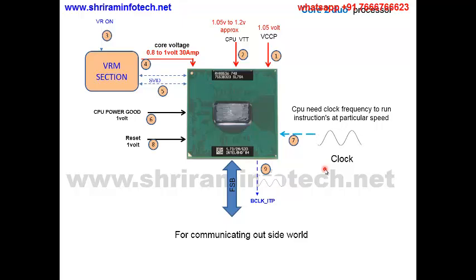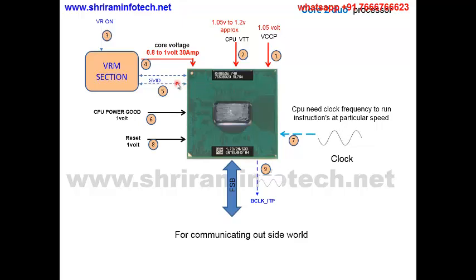Okay, Core Studio, what it requires, and how to identify whether the processor is functioning or not. First, the Core Studio processor requires three levels of power. That is the VCCP voltage, which is 1.05 volt, then the VTT voltage, approximately 1.05 to 1.2, and the last, the CPU core voltage, which is in ampere. The voltage is approximately 0.8 to 1 and 30 ampere or above.